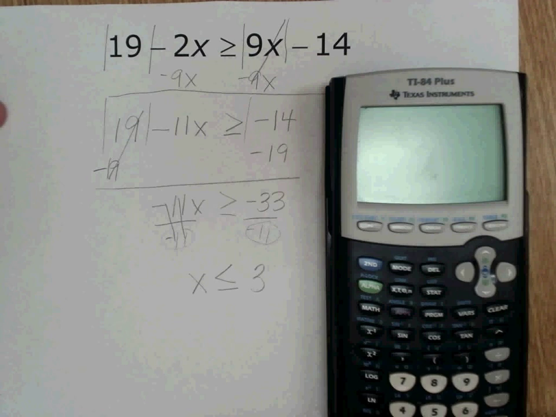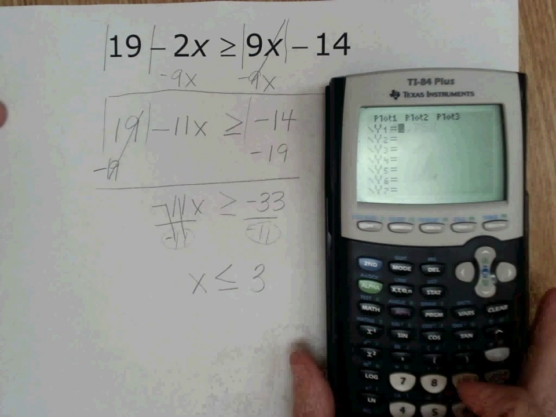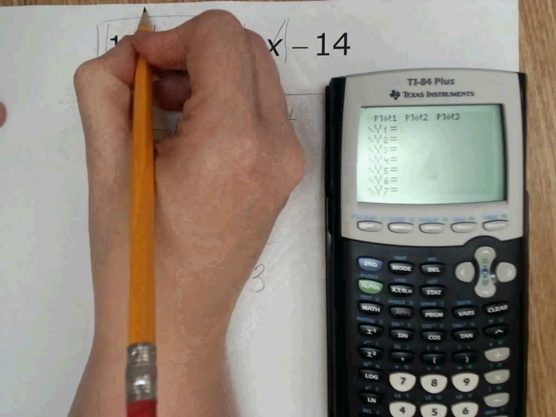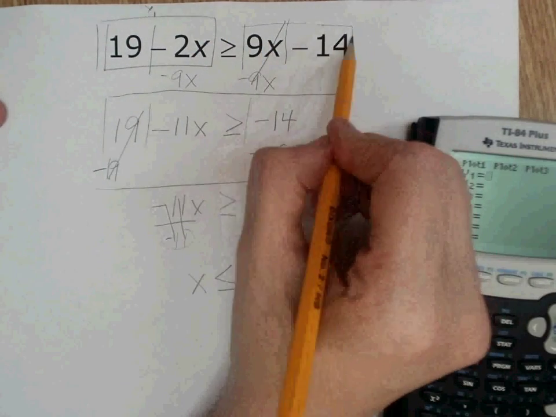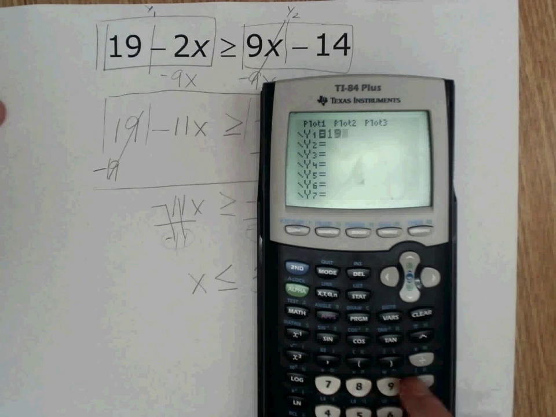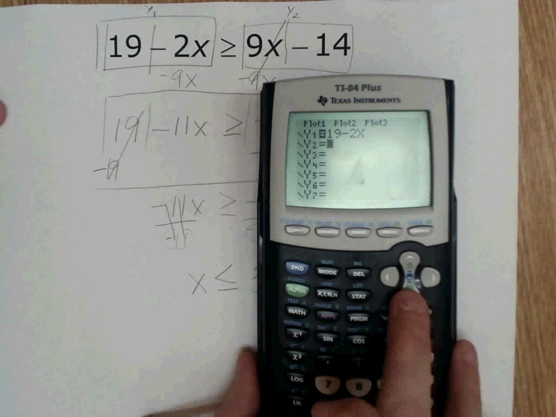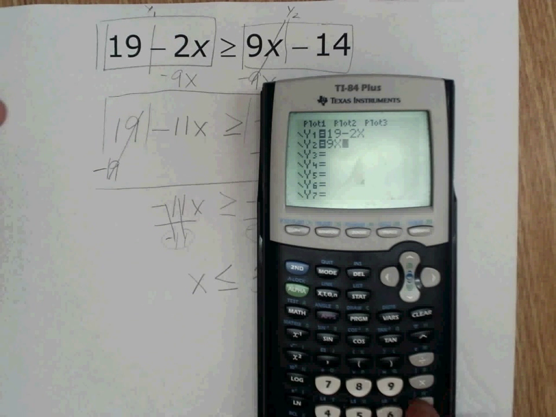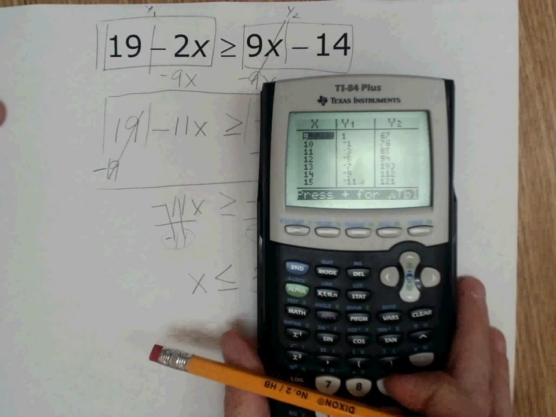The first thing you're going to do is obviously turn your calculator on, clear out all that stuff. We're going to go into y equals, and we're going to put whatever is on the left side of the equal sign here in y1. We're going to put whatever's on the right side of the equal sign here in y2. So the left side I'm going to put 19 minus 2x, and then on the right side, in y2, I'm going to put 9x minus 14. And then I'm going to hit second graph to look at the table.